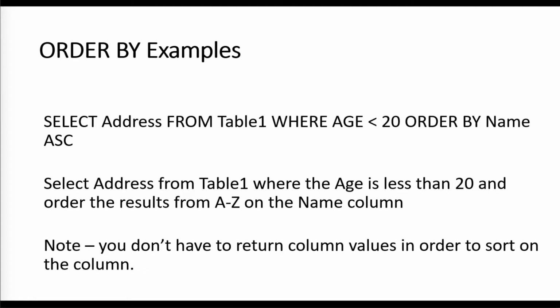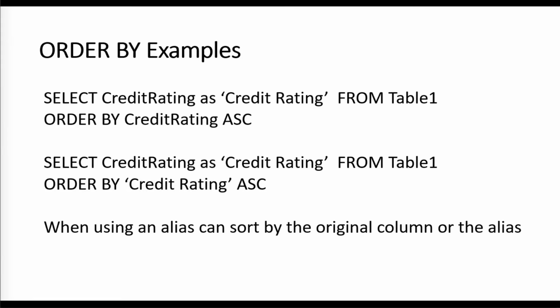Here is a situation where, again, what we're showing is that you can order by things that you don't actually return in the result set. So in this case, we're only returning the address column, but we're actually sorting by the name. And so you don't have to return the column value in order to sort on the column, and that's very convenient. That makes it very nice.